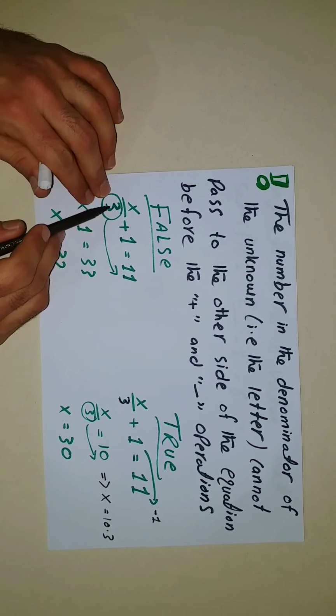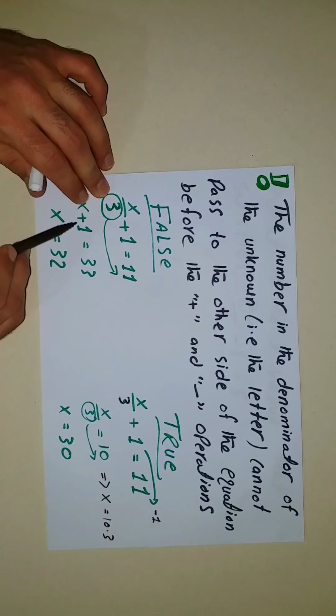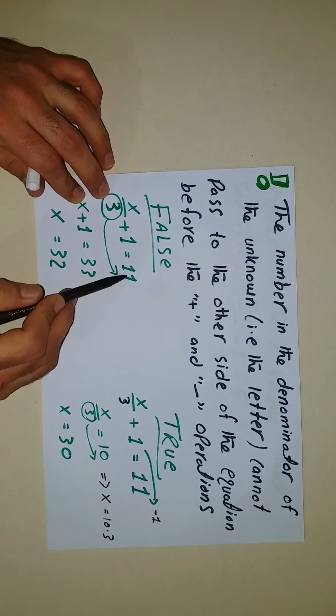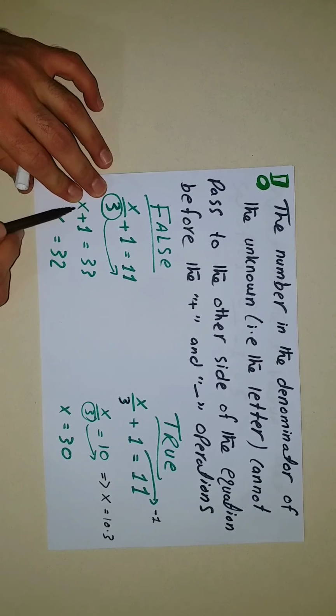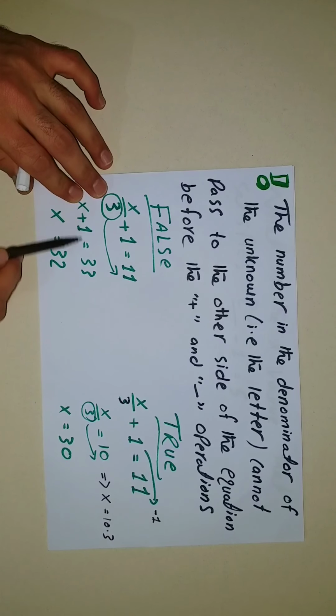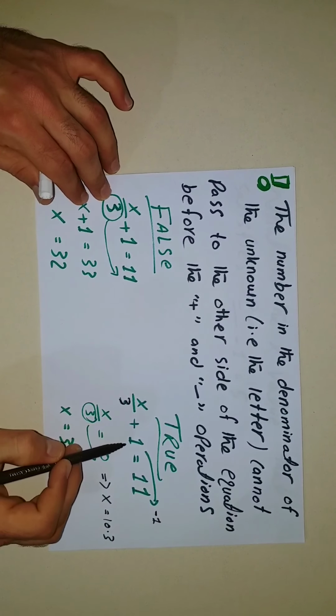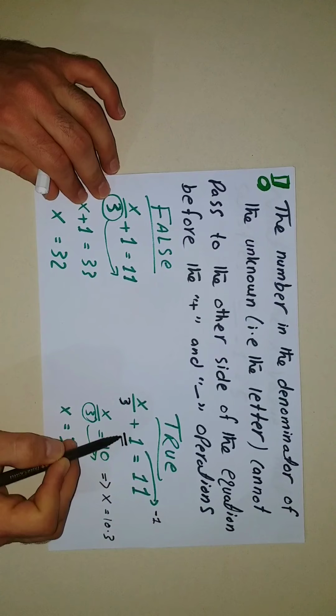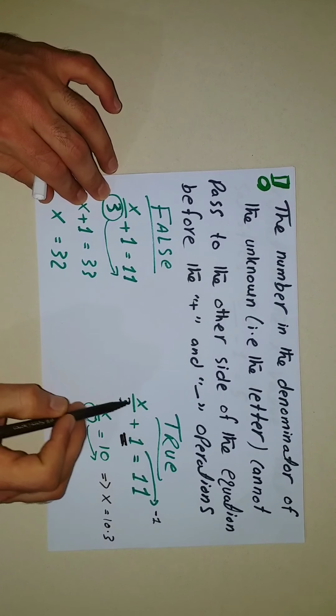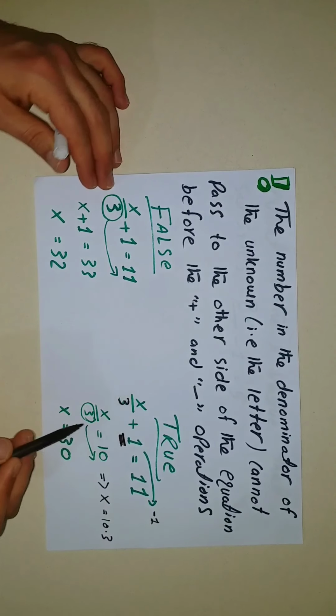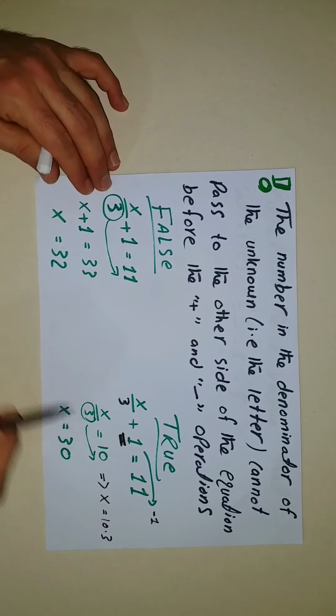It is false. If I first transfer this 3, then x plus 1 is equal to 3 multiplied by 11 is equal to 33. x plus 1 is equal to 33. If I transfer this one to the other side, it will be x equal to 32. It is false. First I have to solve this one. First I have to transfer this one. Then I will transfer this x divided by 3.